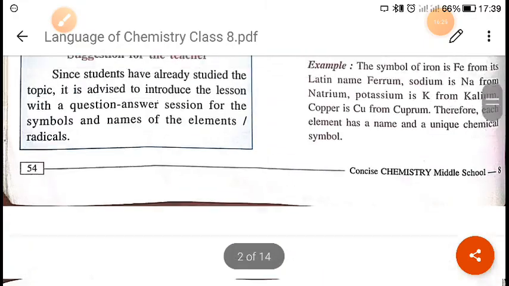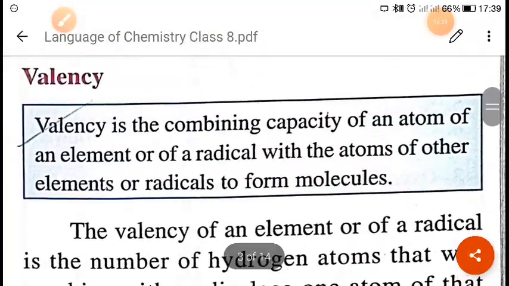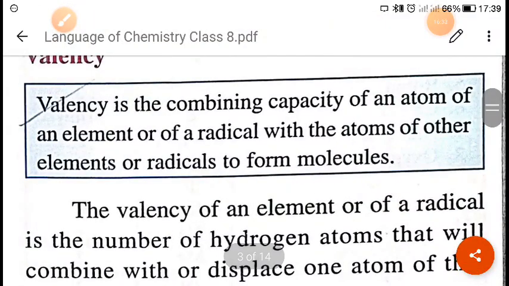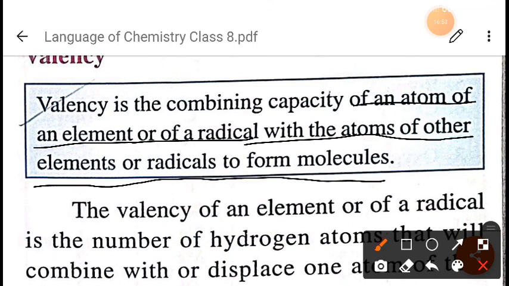Now next is valency. We have learned about valency in the previous chapter, and I hope you have all got the idea of what valency is. Valency is the combining capacity of an atom of an element or a radical with an atom of another element or a radical to form a molecule.